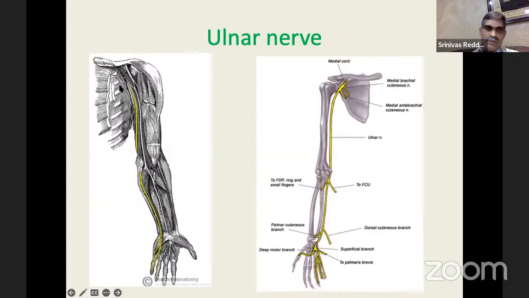And the ulnar nerve lies on the medial aspect, and it enters the posterior intramuscular septum and goes behind the medial epicondyle. At the epicondyle, it is palpable, and above that, even though it is not palpable, we need to know the course of the ulnar nerve.